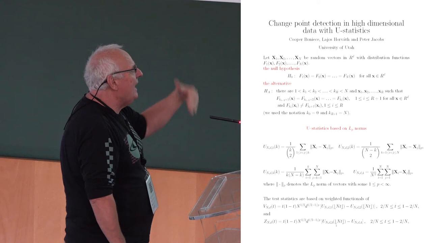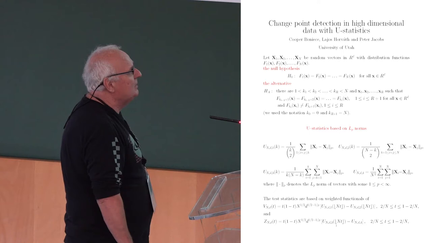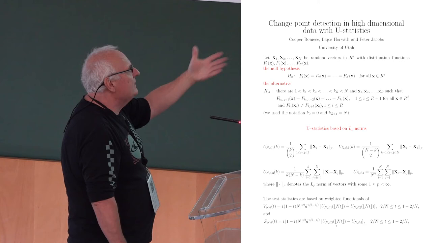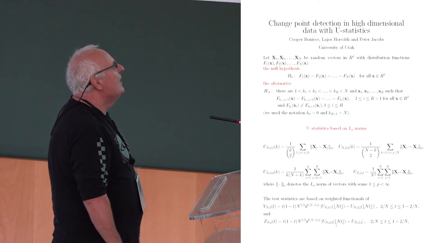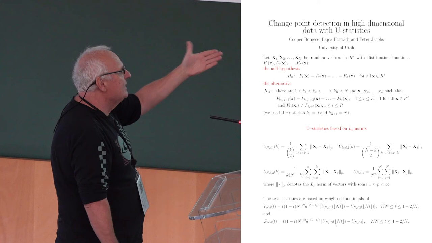T is running between 2 divided by n and 1 minus 2 divided by n. So in this case, both statistics are well defined. D is this normalization, t times 1 minus t. This is some sense a technicality, as we see later in the proof. Whenever we work with U statistics, at least in the simplest case, we would like to replace them with projections, those are partial sums. And in this case, this is needed to have it.